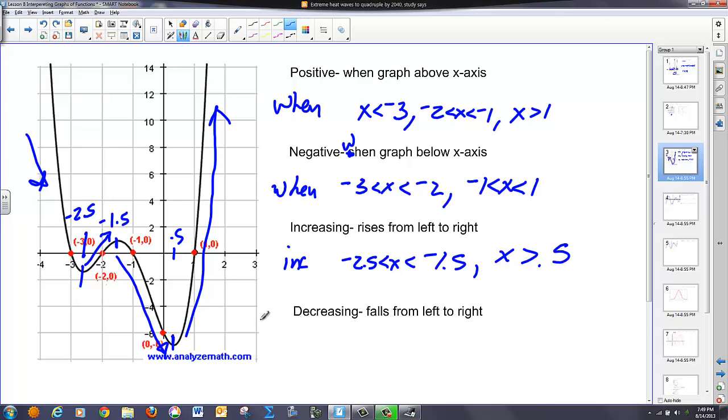To tell where this falls, we can say it falls, or decreases, when x is less than -2.5, and then it also falls when x is greater than -1.5 but less than 0.5.